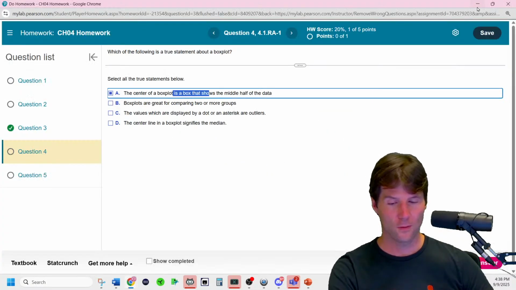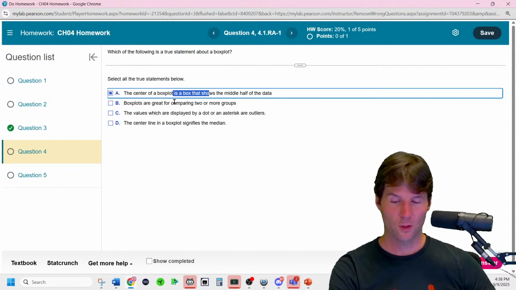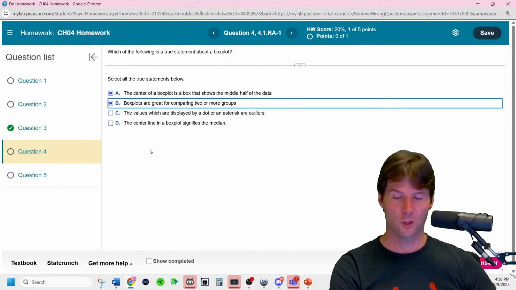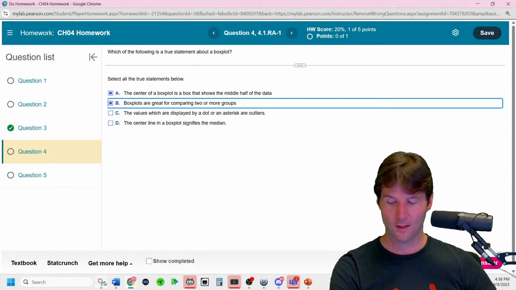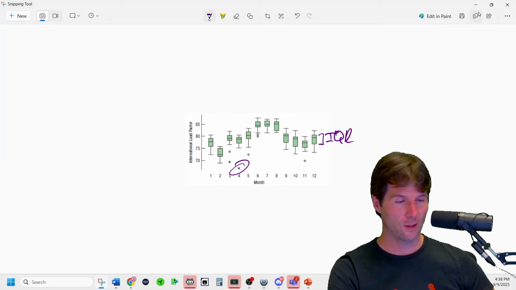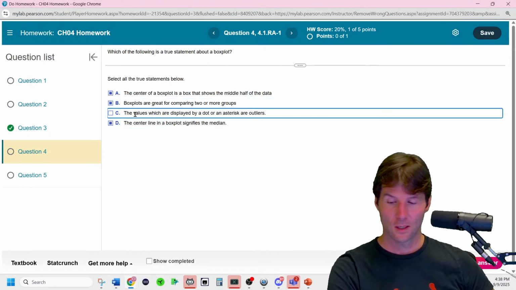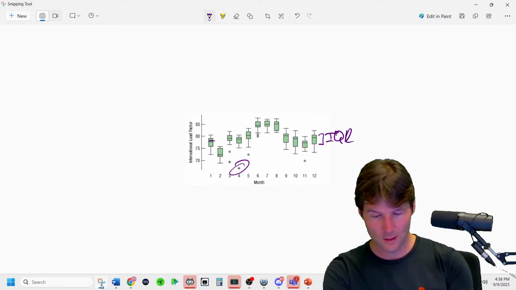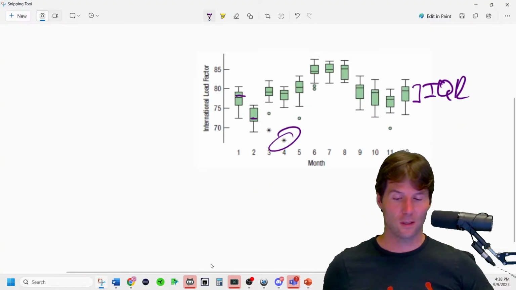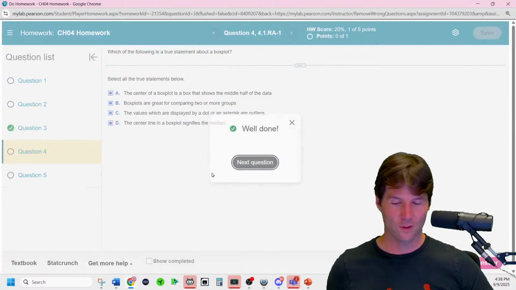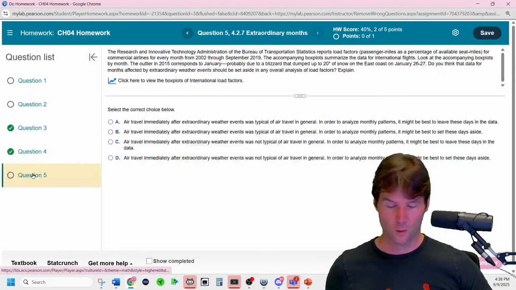Next, we have box plots are great for comparing two or multiple groups. Oh, yeah, they are, side by side. The values which are displayed by a dot or an asterisk are outliers. If it's an asterisk, it's an extreme outlier. A dot is just an outlier. They can be the min or the max. The center line of the box plot signifies the median. You bet it does, the median of each group. So every one of those is a fact about box plots. Also, box plots show you the 5-number summary. One more question. This is it.